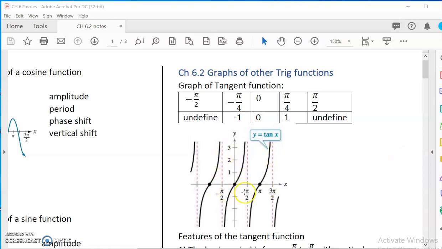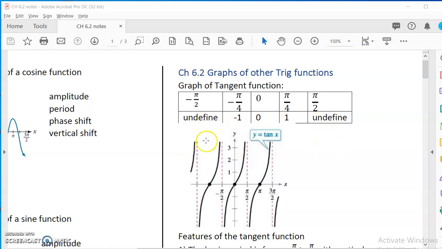Here is the graph of the tangent function, and here is a table that I made. If you look at the different x values, which are the input of the function, and the tangent, you notice that at negative pi over 2, tangent is sine over cosine, right? Cosine of negative pi over 2 is 0, and also at pi over 2, cosine is also 0. So the tangent function is undefined.